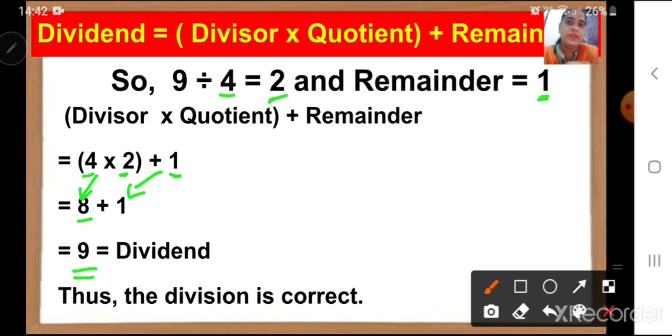And is 9 our dividend? Yes. 9 is our dividend. That means thus the division is correct. Got it children? How you have to check whether your answer is correct or not?